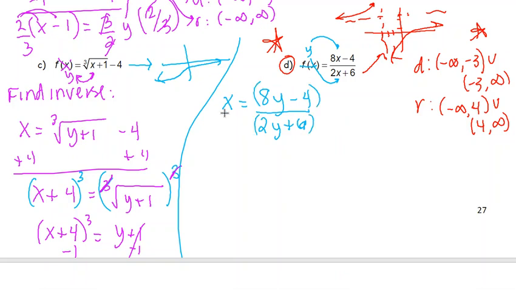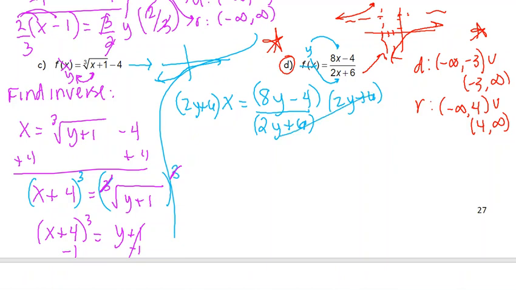What I am going to do here to solve this is first multiply both sides by 2y plus 6. Sorry, this is in my way. And that's going to get rid of the fraction part of it. And I'm also going to distribute this through this x. So that's going to be 2xy plus 6x equals 8y minus 4.